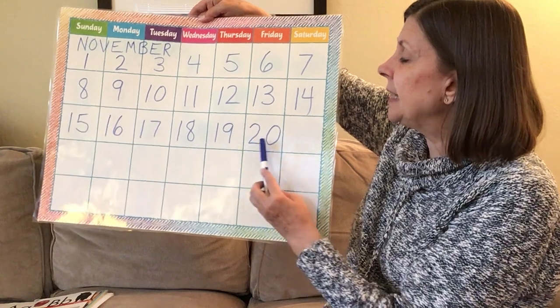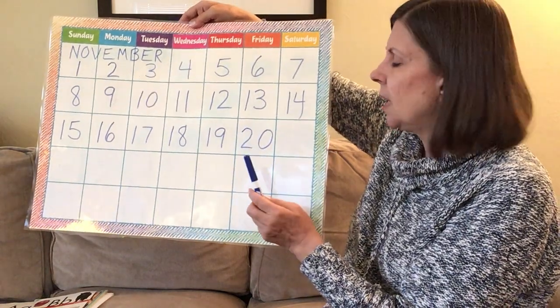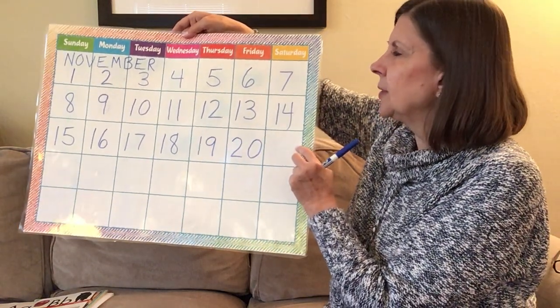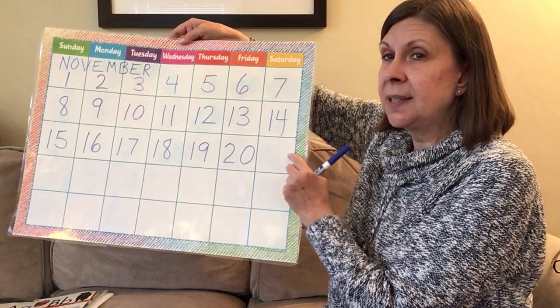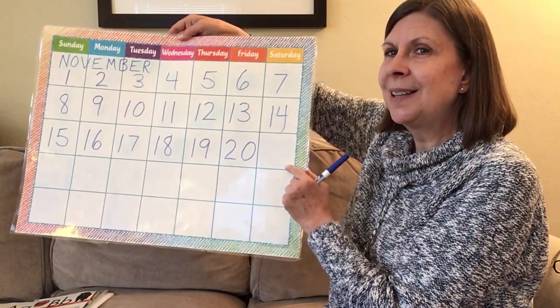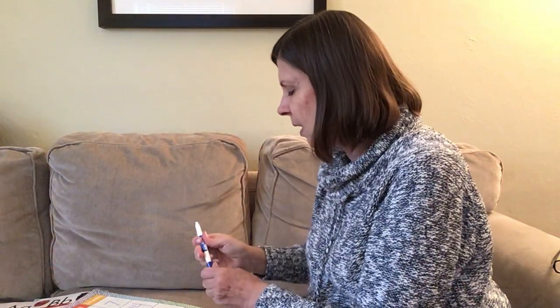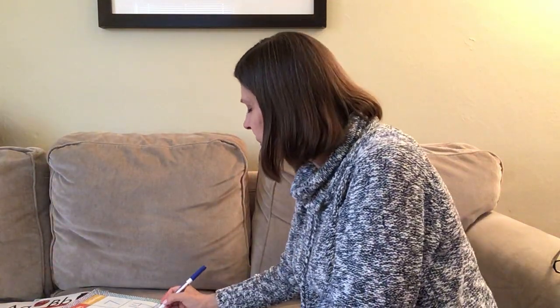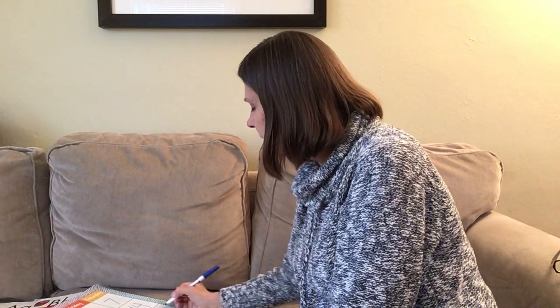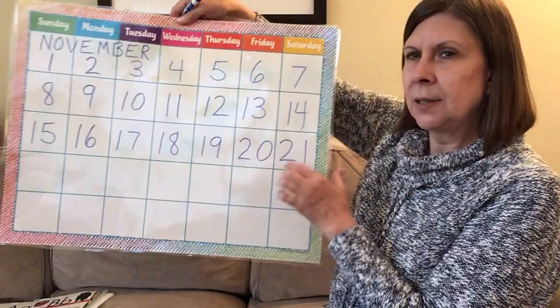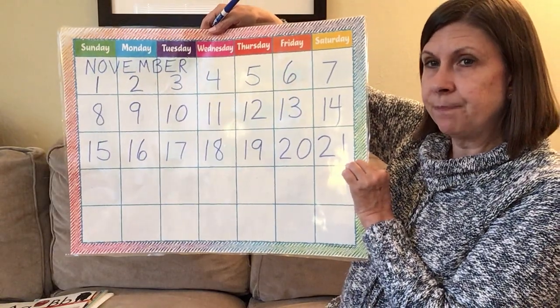18, 19, 20. And we just had a weekend. So for Saturday, I'm going to write 21. That's right. So I need to make a 2, and then right next to it, a 1 to make 21 for Saturday.